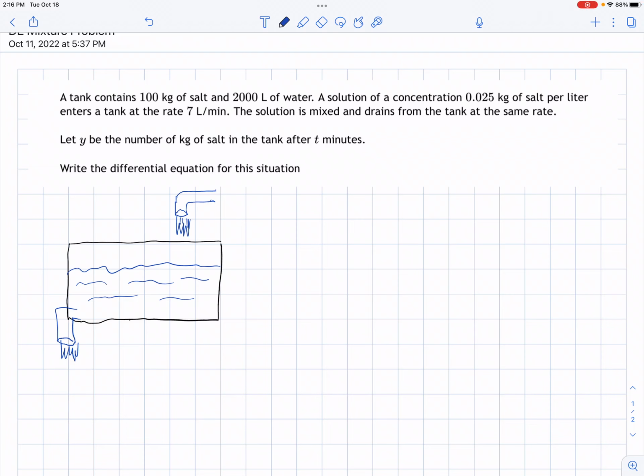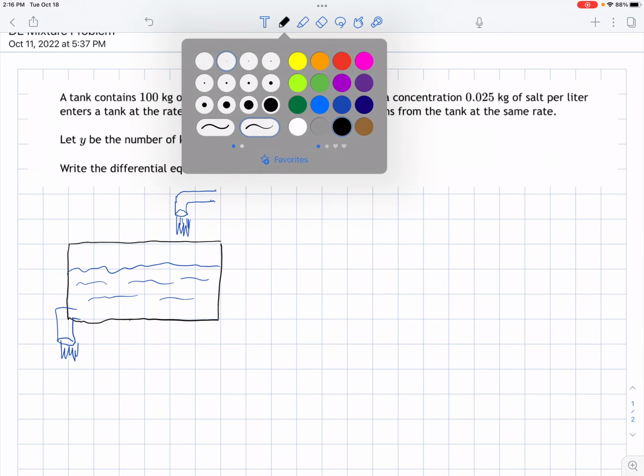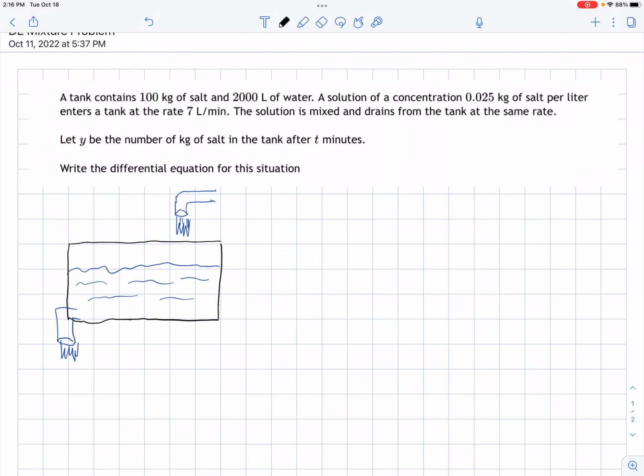Alright, so here we're looking at a mixing problem. We have a tank, 100 kilograms of salt, and 2,000 liters of water. So I'm going to write that down in my little picture here: 2,000 liters of water and 100 kilograms of salt.